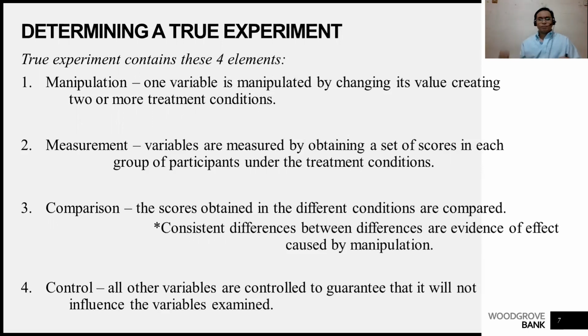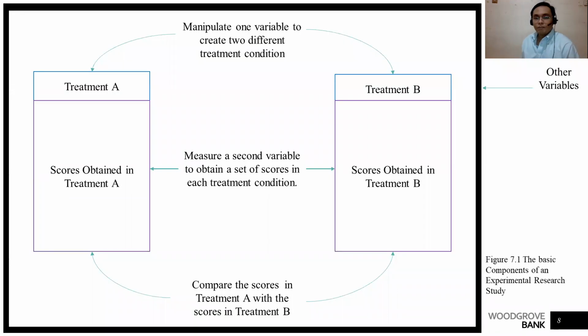Okay, number 4. Control. All other variables are controlled to guarantee that they will not influence the variables examined. In a true experiment, one characteristic is control, and control must be considered in the highest degree. Okay, let's have an example here.